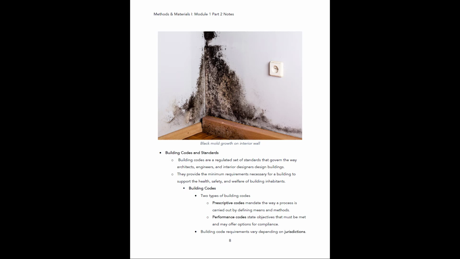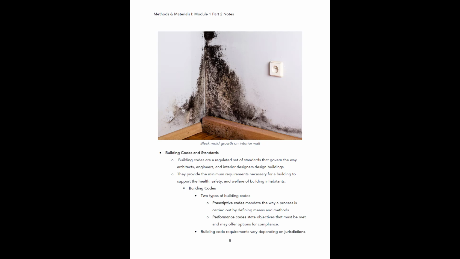Performance codes state the objectives that need to be met, and they may offer options for compliance. So performance codes are more things like building occupancy levels, like you probably learned about in the last course. What is the required occupancy for the type of space that you're dealing with? How many people can be in that space at one time?